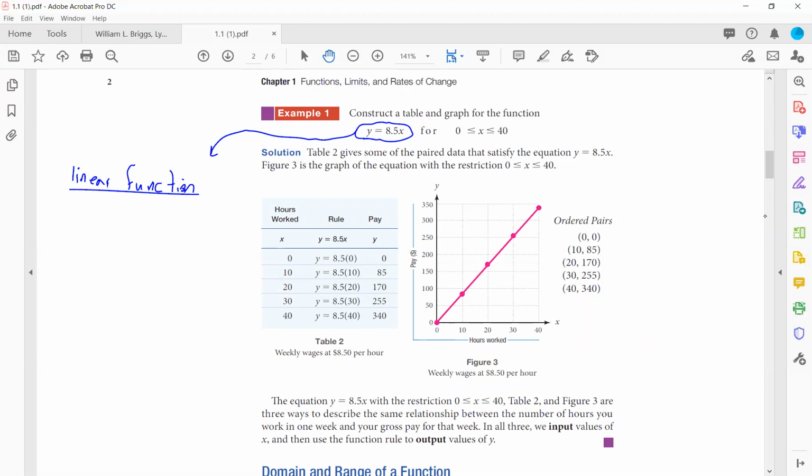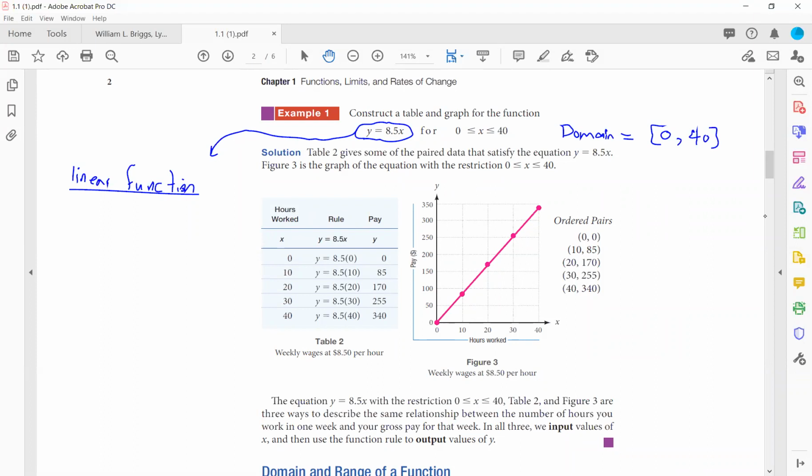The smallest value in the domain of the function is 0. So remember that you can write the domain of the function this way. Close bracket, 0, comma, 40. Let us close the bracket. This is the domain of your function.